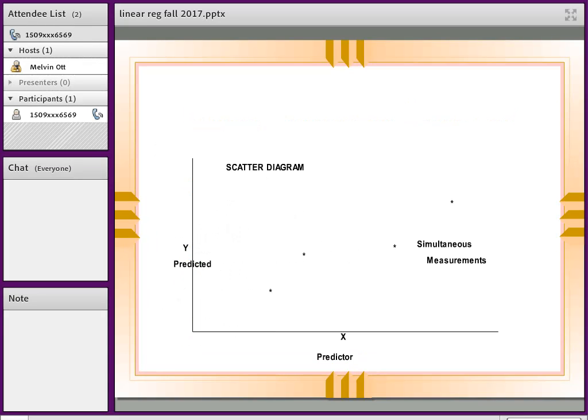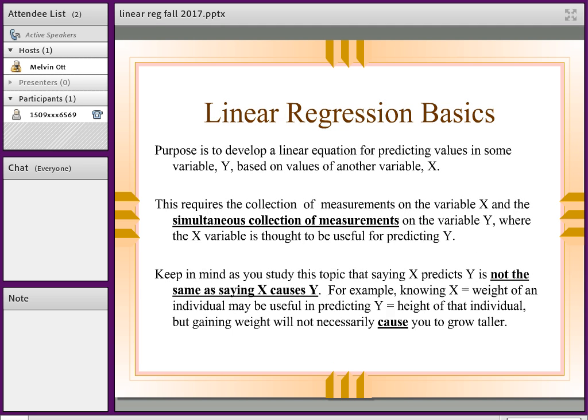All right, here's where you start with a scatter diagram, and you're looking to come up with a way to make predictions about y using some information about that predictor variable, capital X, down there across the horizontal axis. The basics of linear regression: you're coming up with a linear equation for predicting values in some variable y. To do that, you want to have a simultaneous collection of measurements on X and on Y so that you can come up with a meaningful relationship there.